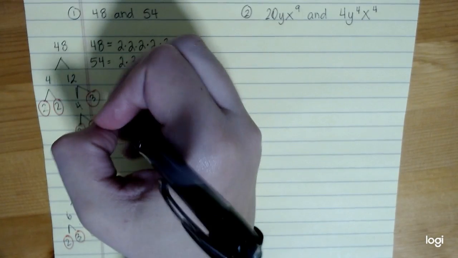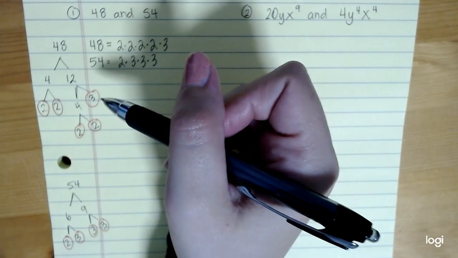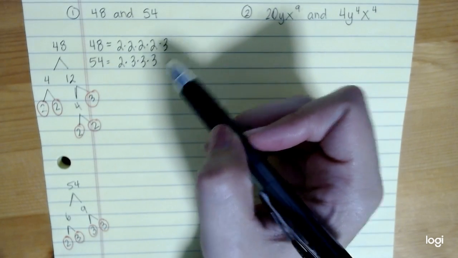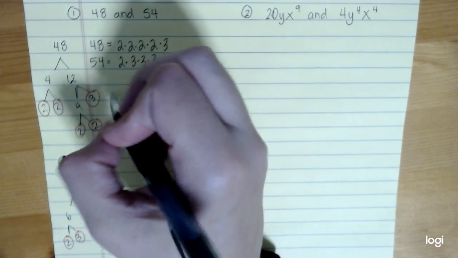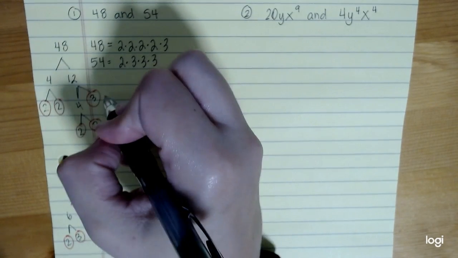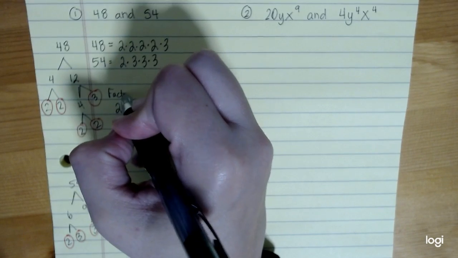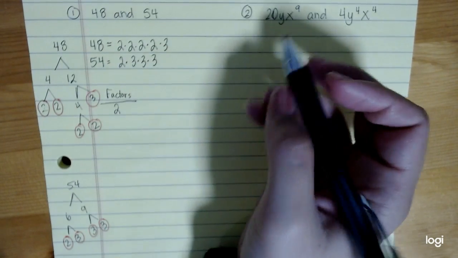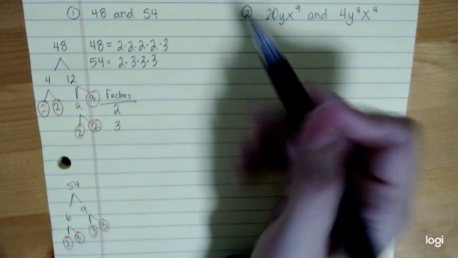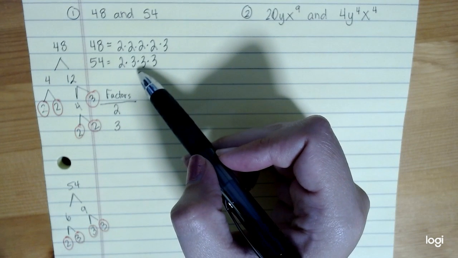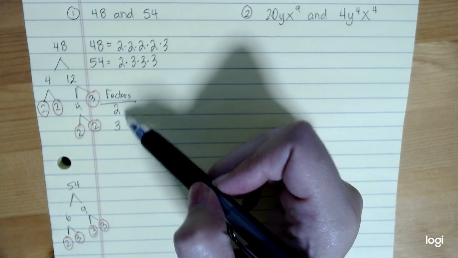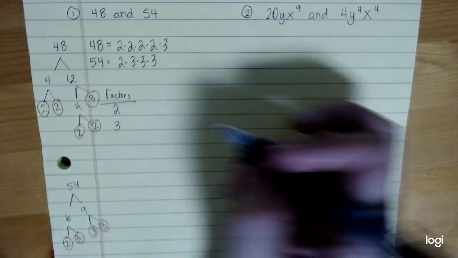And then the second step says we need to list each factor that we see occurring. Okay, so in 48, I see a factor of 2. So here's our factors. And then I also see a factor of 3. And then in 54, I see a factor of 2. And then I also see a factor of 3. So I don't have to write them down again because, again, we don't want those repeats.